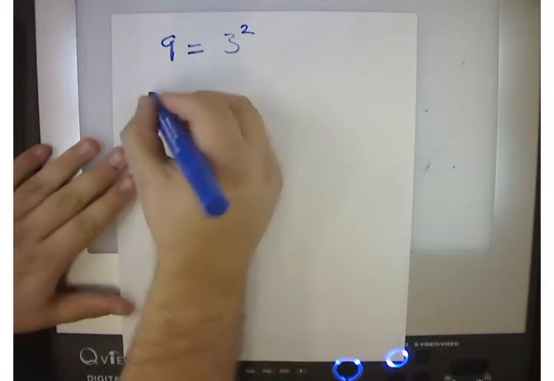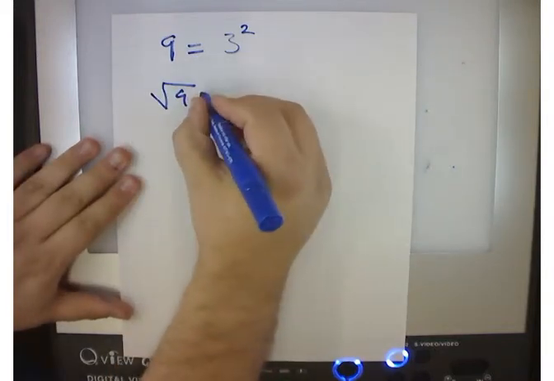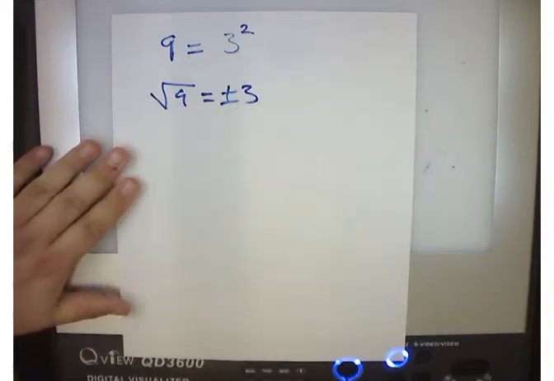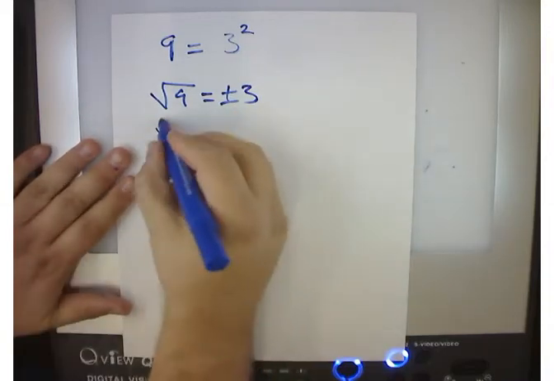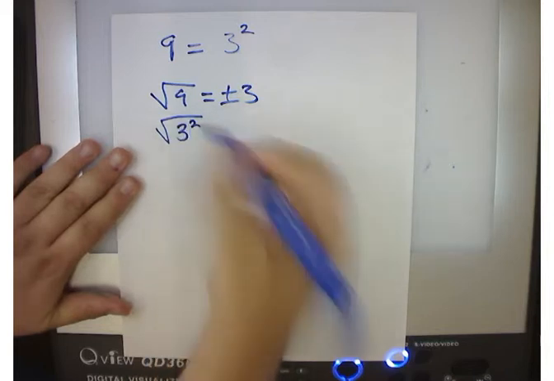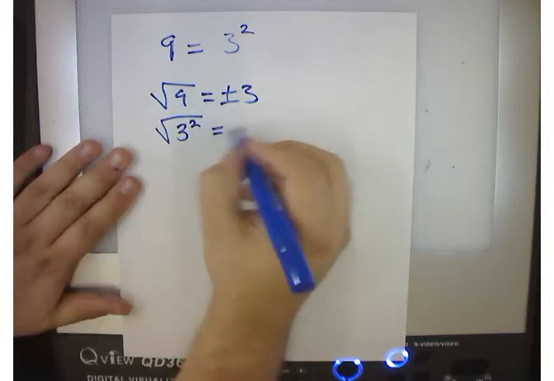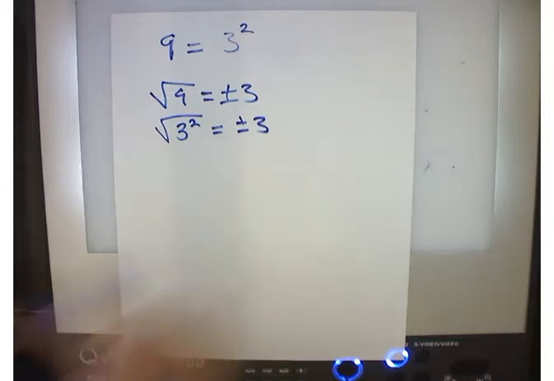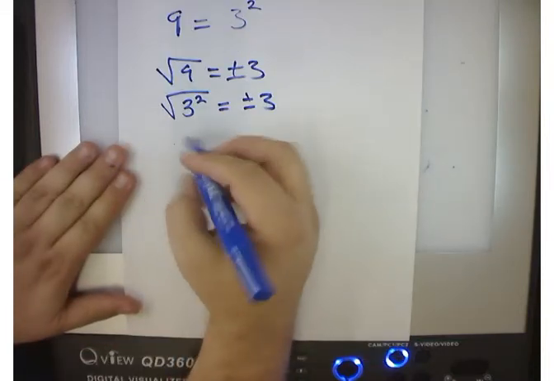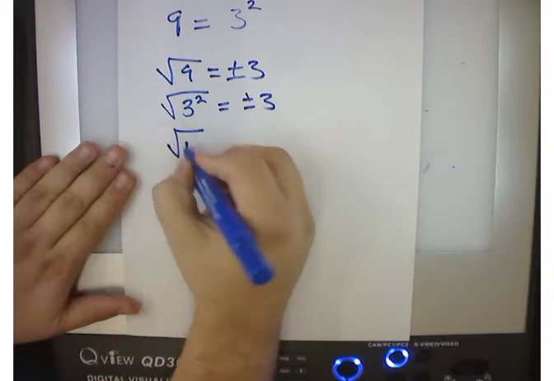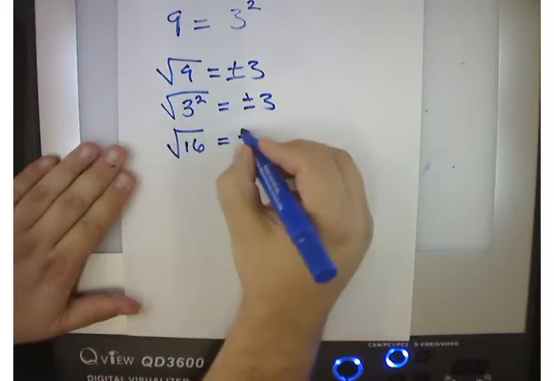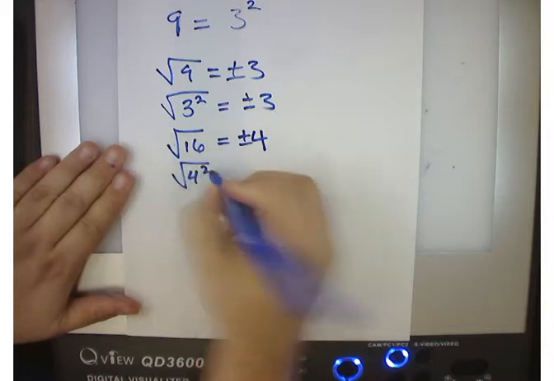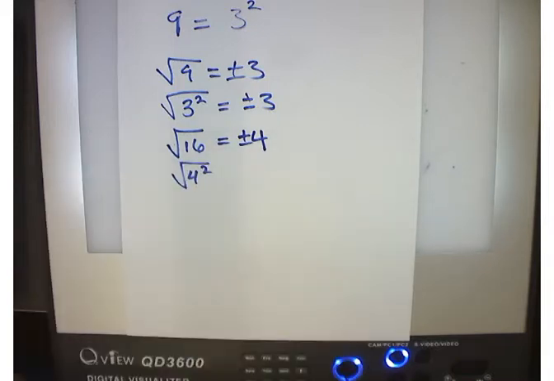The square root of 9 is equal to plus or minus 3, right? But the square root of 9 is really the square root of 3 squared, which is still equal to plus or minus 3, okay? Now, if I say the square root of 16, that's plus or minus 4, but really 16 is the same as 4 squared.